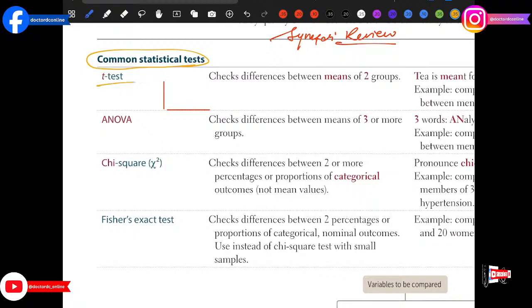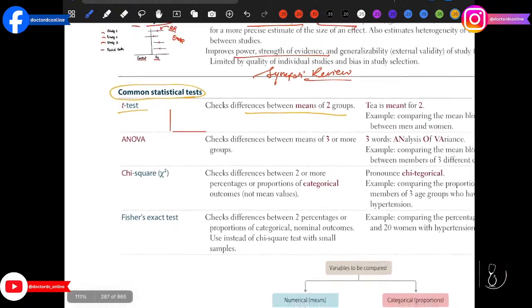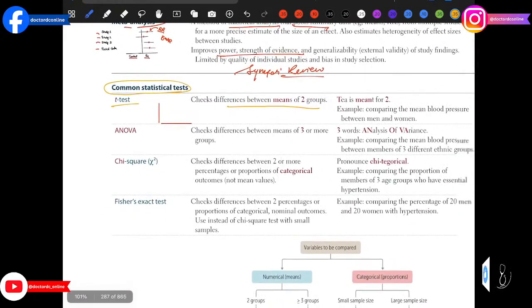The t-test compares the means of two groups. For example, if you're comparing two cohorts based on systolic blood pressure, you would look at their means and use a t-test to determine whether there is a statistically significant difference.